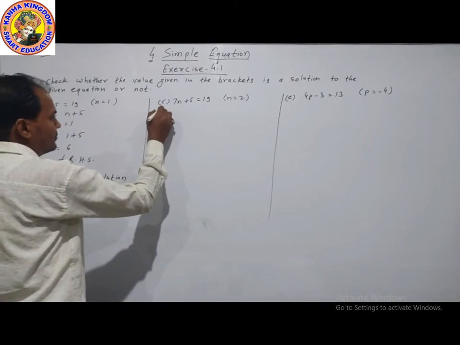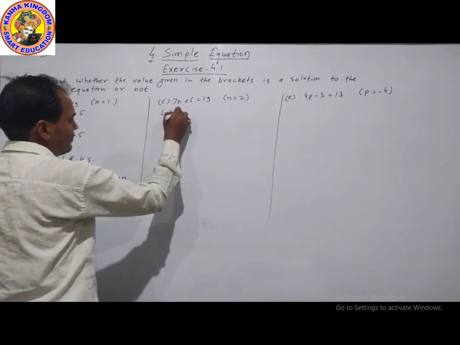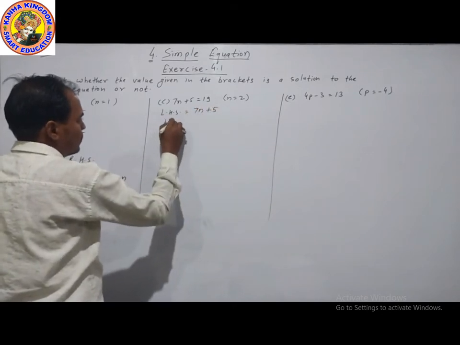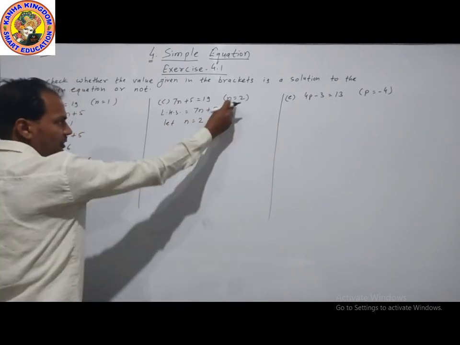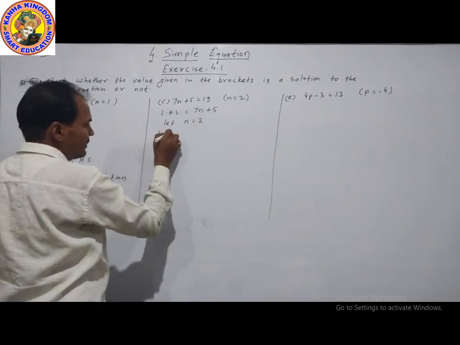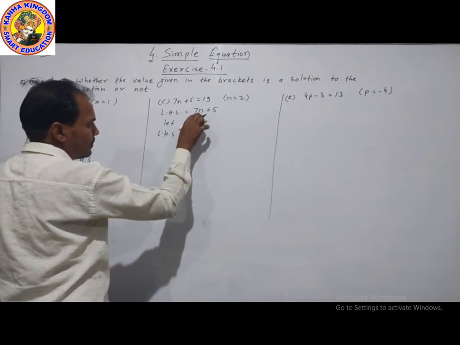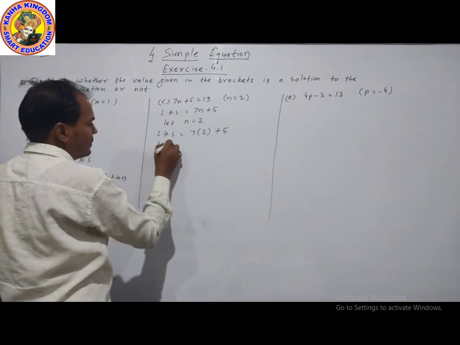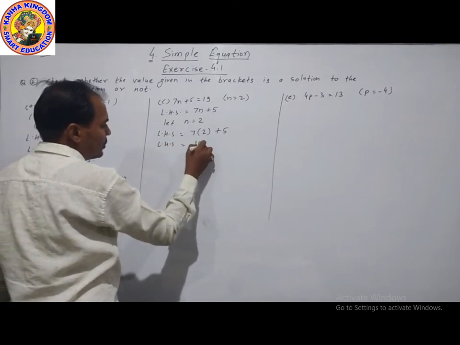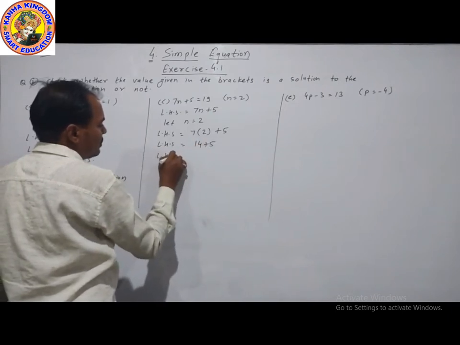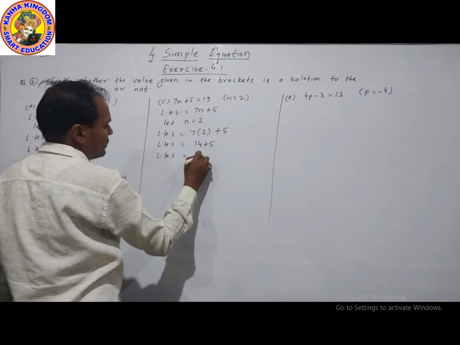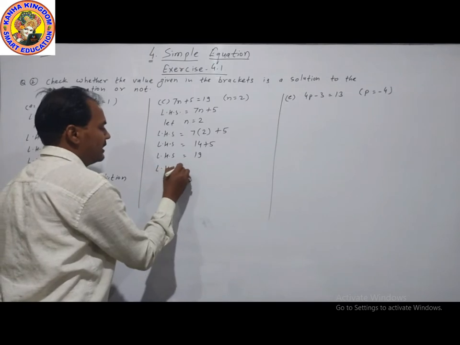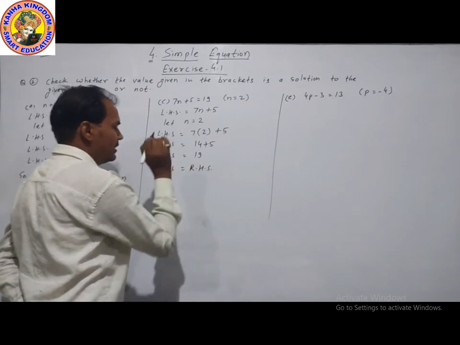Now next one, taking left hand side 7n plus 5. Putting the value of n is 2, given in question. Now putting the value, 7 multiply n, then plus 5. 7 into 2, 14. The answer of left hand side is 14 plus 5, 19. And in question right hand side is 19. So left hand side is equal to right hand side.